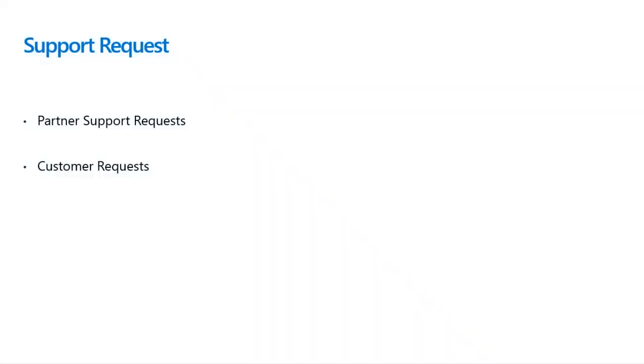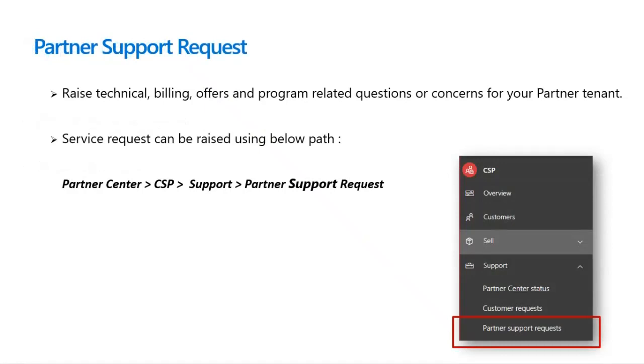There are two different types of support requests which can be created from Partner Center. Partner support request for your own partner tenant and Partner Center queries. Then we have customer request to create support requests for your customers. Let's discuss partner support request. You will be able to raise technical, billing, offers, and CSP program related queries or concerns from this category.